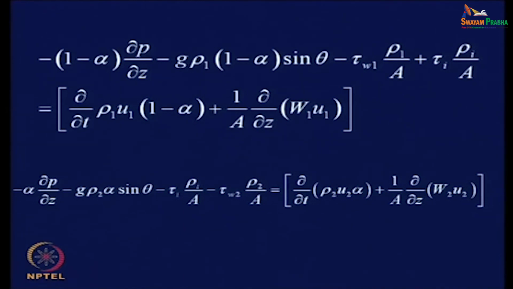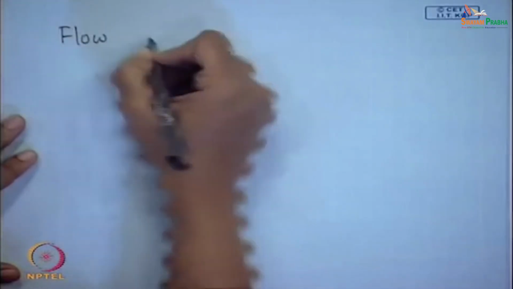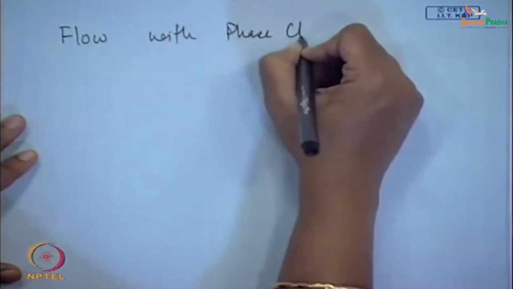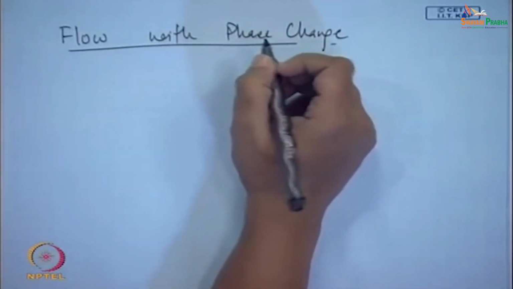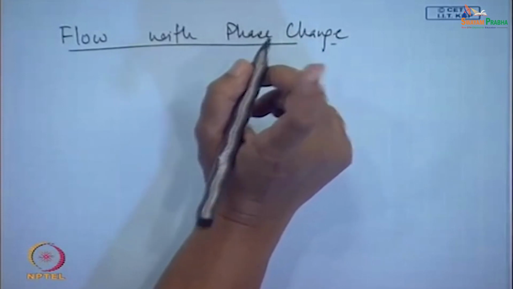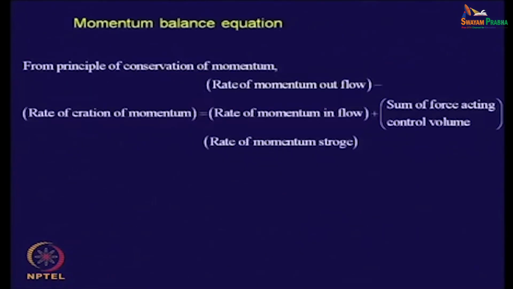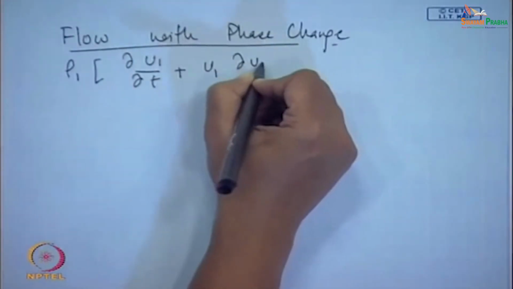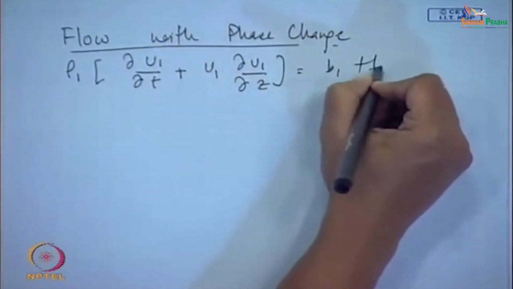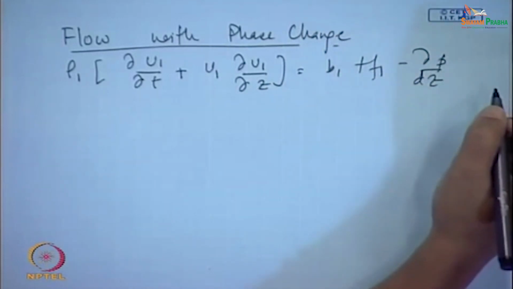Now, if we deal with that situation, flow with phase change, I will just do the basics, because unless we learn something else we cannot deal with this completely. If you remember the very basic equation which I had written down, that was rho 1 into del u1 del t plus u1 del u1 del z, equal to b1 plus f1 minus del p del z. Do you remember, from there itself we had started the derivation.